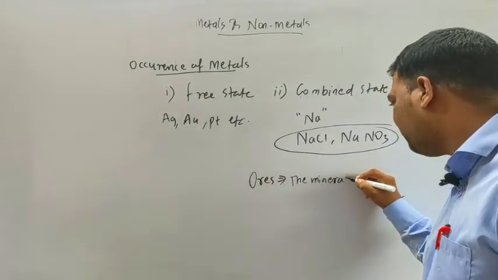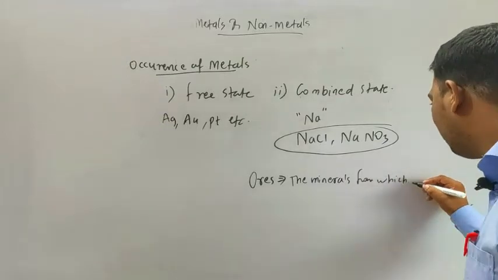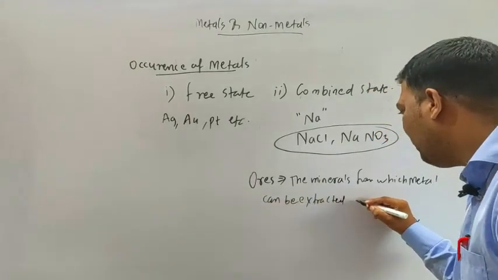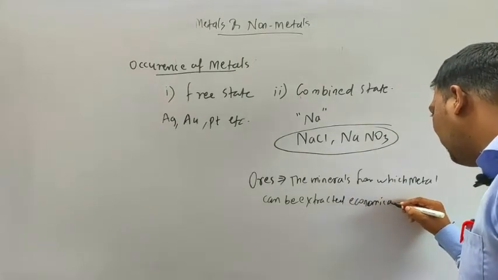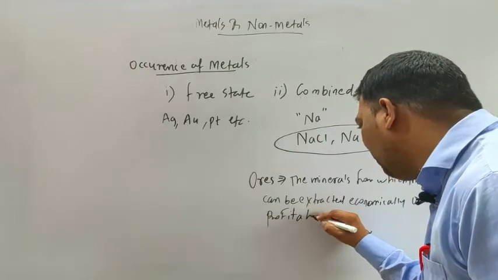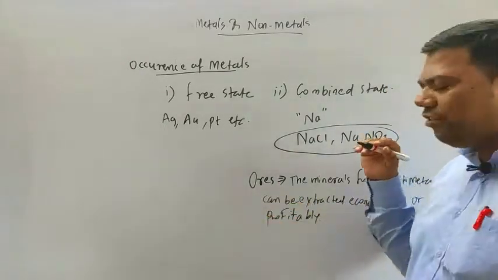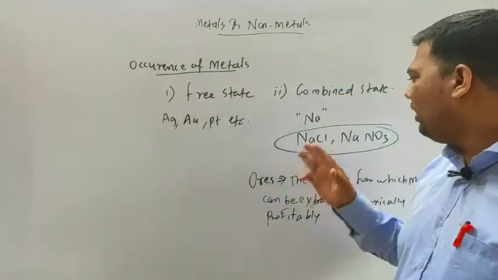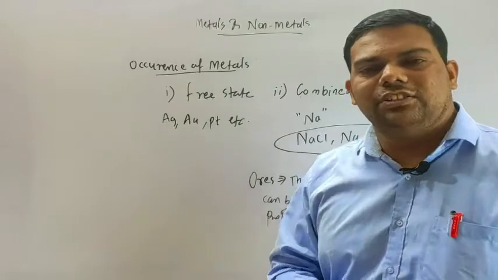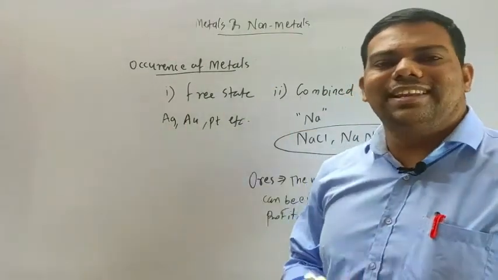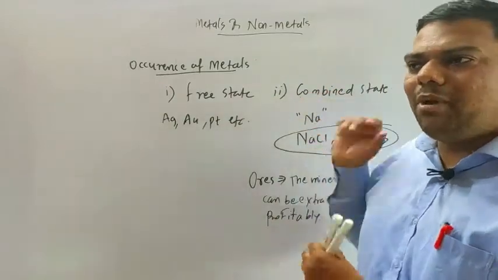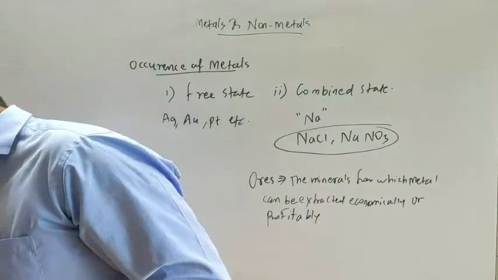Ores are the minerals from which metal can be extracted economically or profitably. Sodium, for example, as NaCl, NaNO3, is in combined form. As you saw in our reactivity series, the metals above copper are highly reactive, so those metals are in the combined state. The combined state is very important.